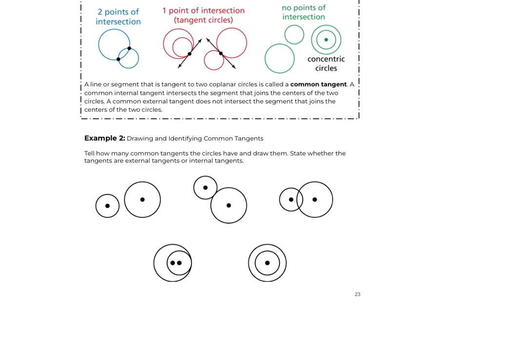Okay, down below, we are talking about common tangents, and those common tangents can either be internal, which means they intersect the segment that joins the centers. I'll show you how that works here in just a second. Or it could be external, where it does not intersect the segment that joins the two centers.